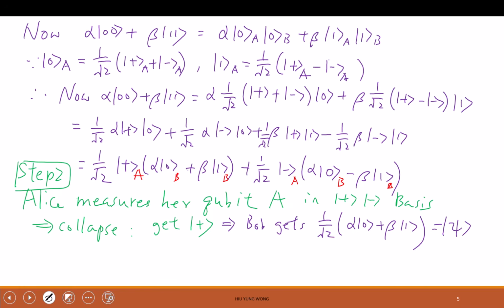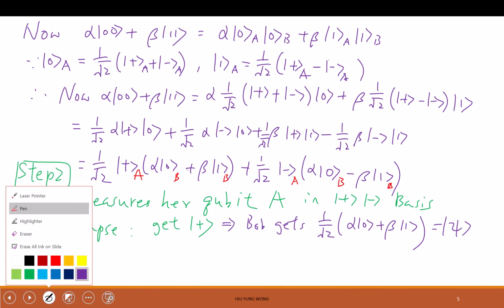But when Alex measured, does Bob know that Alex has done the measurement? No, right? I thought you were very busy and you did the measurement. I thought you were sleeping, right? How can Bob know that his state has collapsed to psi?